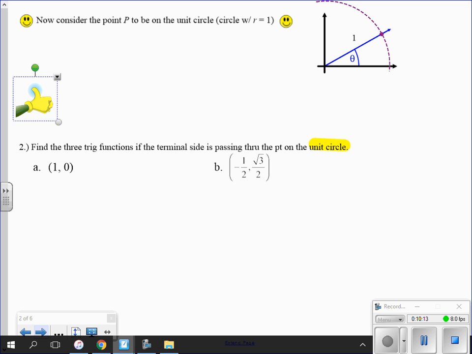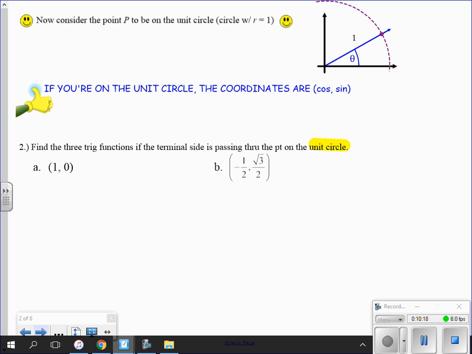Come on. Oh, I hate it when it does that. There it is.